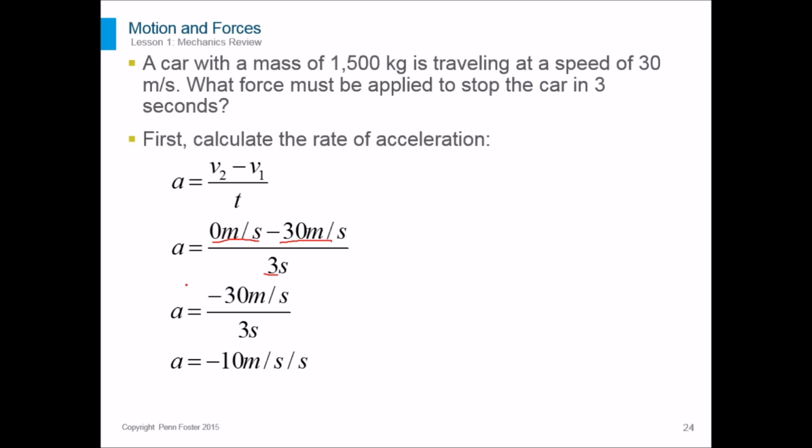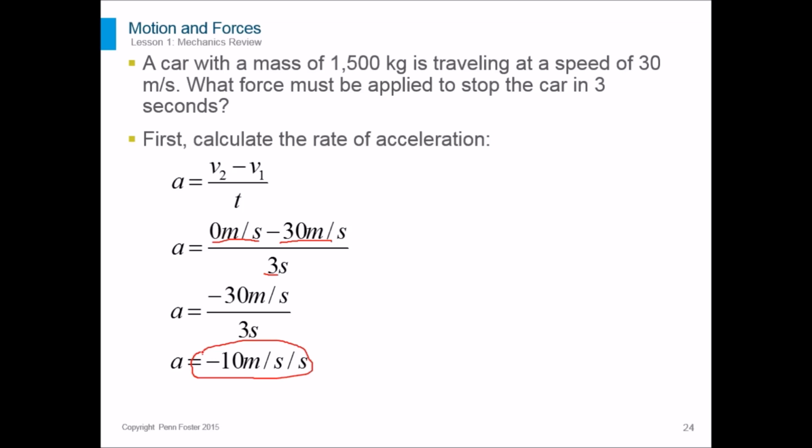So you say, wait, what's this? Why are these negative numbers? Negatives are scary. No, they're not. It just means it's slowing down. So our acceleration is a negative change in velocity, so that means our acceleration is negative 10. The object slowed down. That's all.